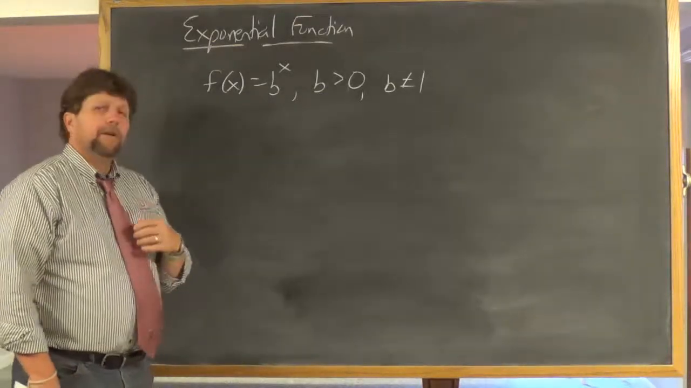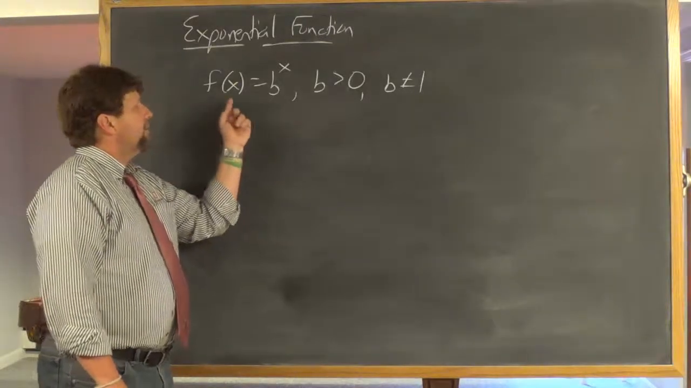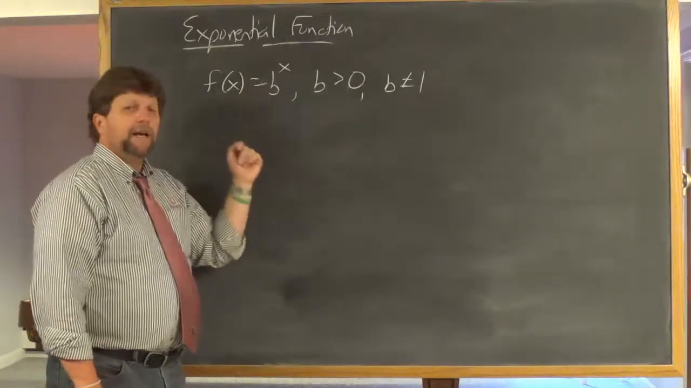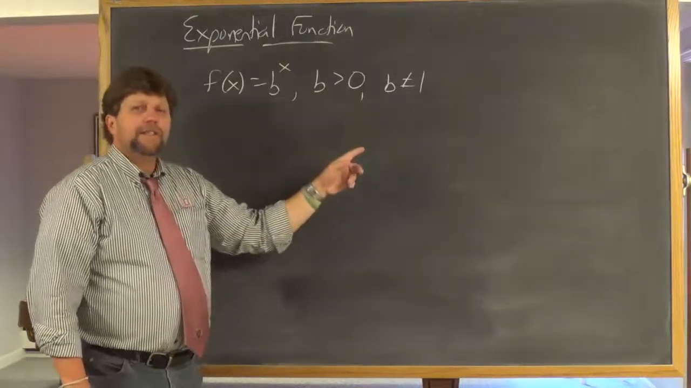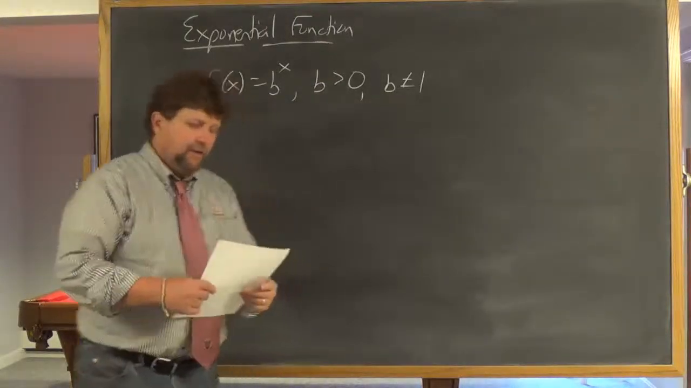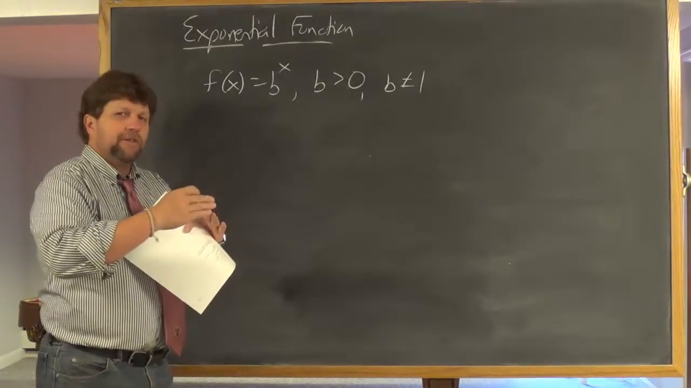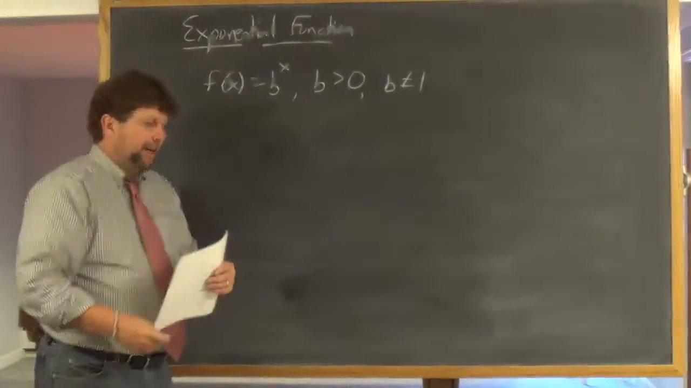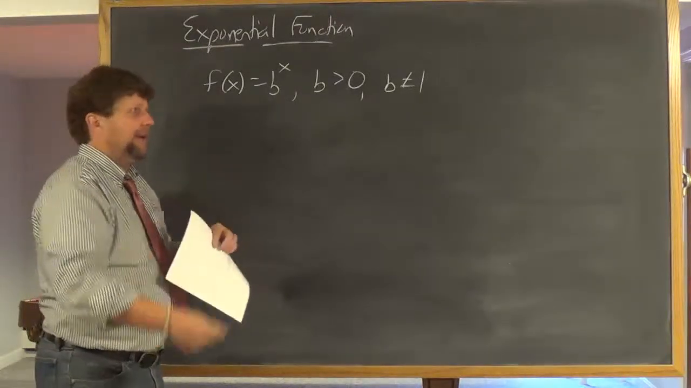So what I've written up here about an exponential function is an exponential function has the form f of x equals b to the x, where b is a number greater than 0, but it can't be equal to 1. So with just that being said, b has to be greater than 0, but it can't be equal to 1. I'm going to break exponential functions into two main categories.